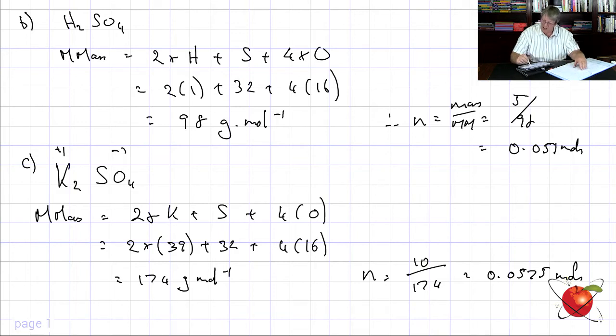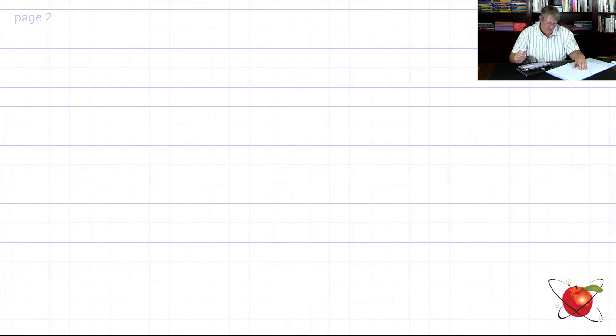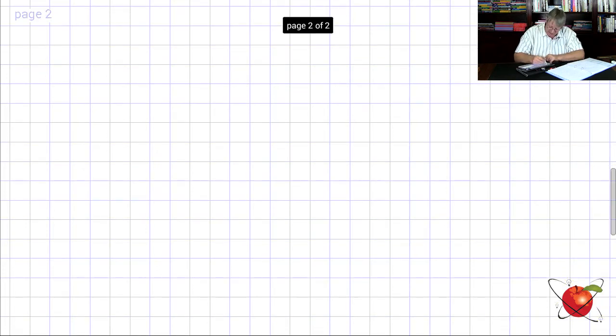Right? And the last one is going to be aluminium sulfate. Right. Now let's just practice again. This is D. This is D. And they say aluminium and sulfate. Let's practice putting them together again.